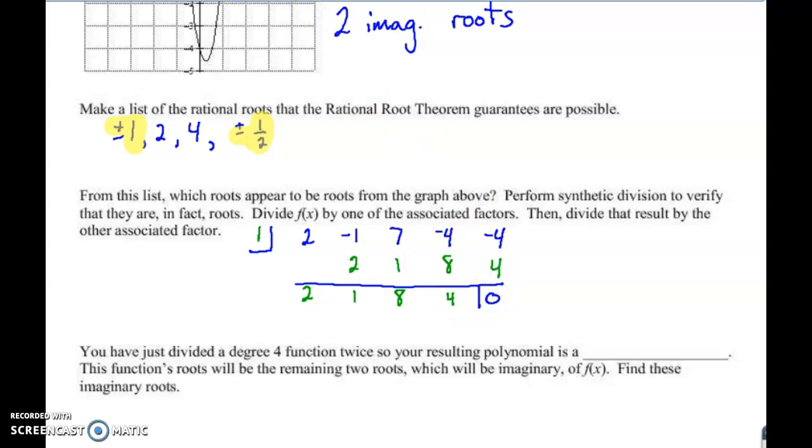There you go, so that did work. And then you want to do synthetic just straight down. Hopefully you leave enough room trying the other number. The other number we're going to try is negative 1/2 based off the graph.